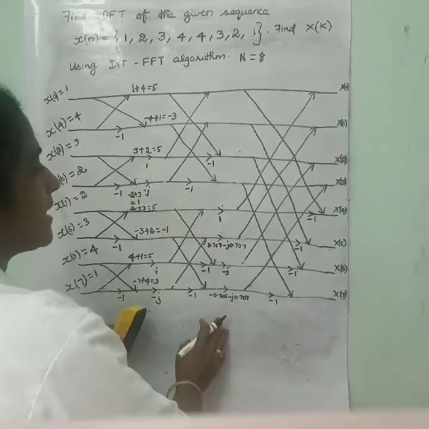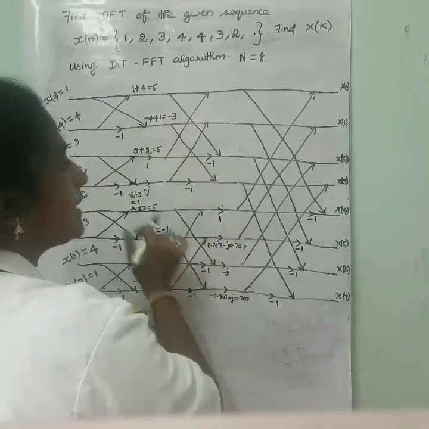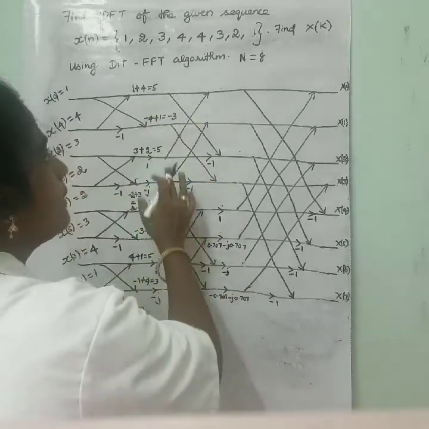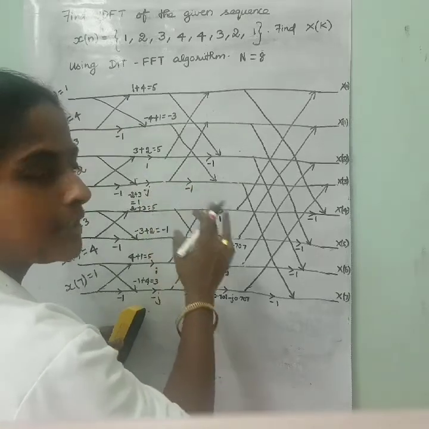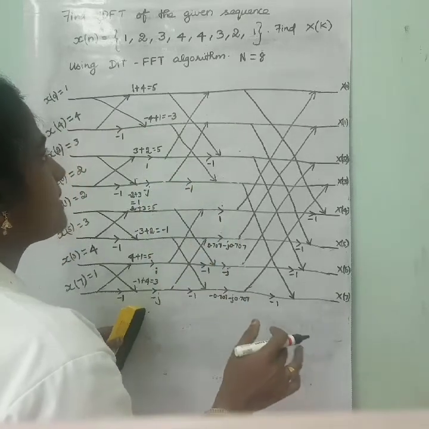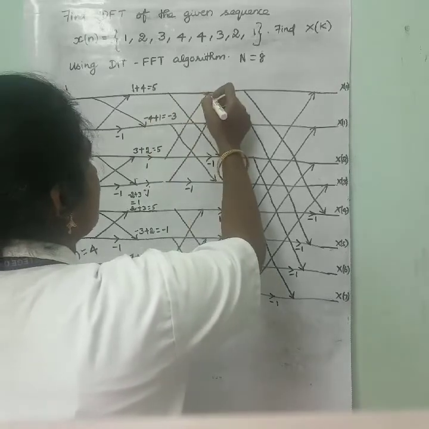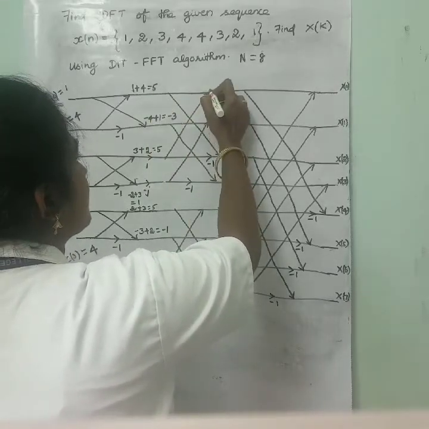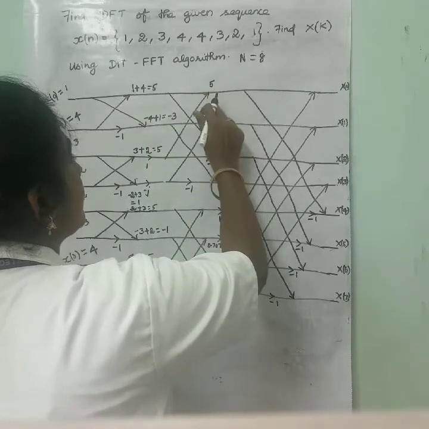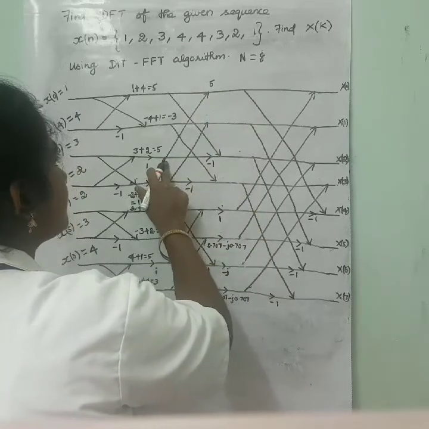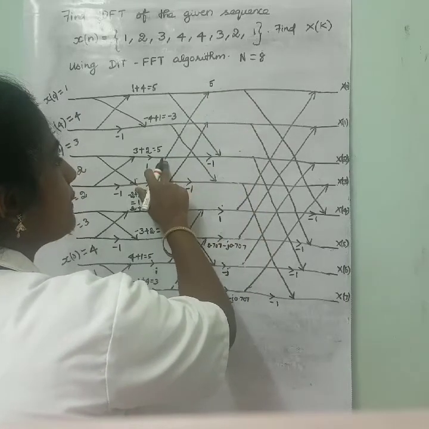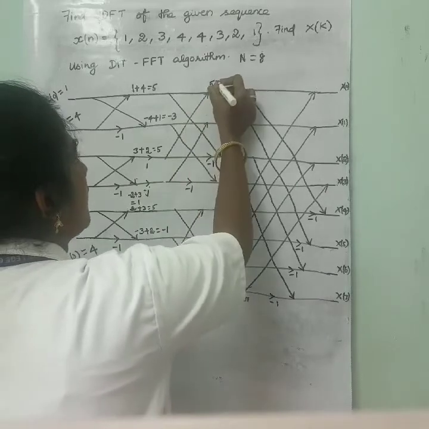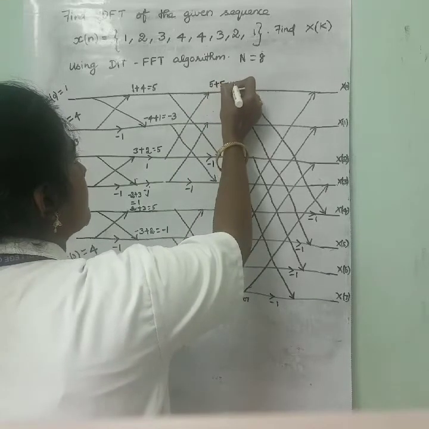For the second stage, these values are the input. For the second stage, the first stage outputs are the inputs. So you can take the first line. Here the first line value is 5 and this arrow comes from this line, that is the third line. So the value of the third line is 5. So 5 plus 5 is equal to 10.